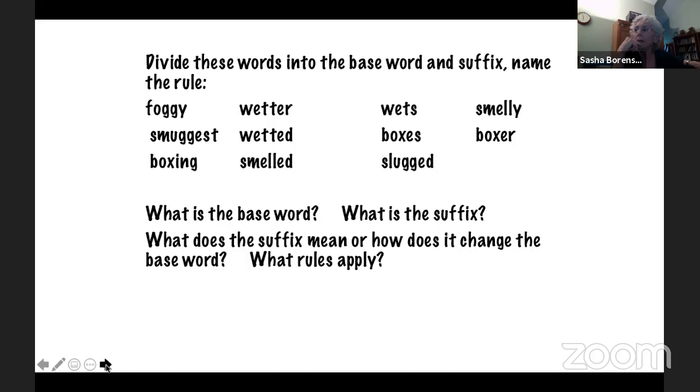So if I have baker, the ER in baker tells me it's a person who bakes. And if I have propeller, it is a machine which propels. And if I have foggier, it means more foggy. Do you see why it's really important? Not only can I divide these words into base words and suffixes, but what does it mean when I put these words together? And that's what so many of our kids just don't have a clue about, right?